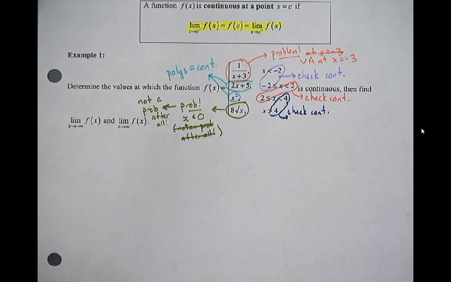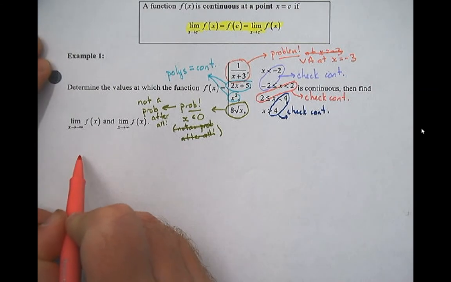So let's go through. Now I'm going to go through in order. I'm going to go from left to right. So my first problem occurred at x equals -3. So I'm going to identify that right off the bat. So x equals -3.